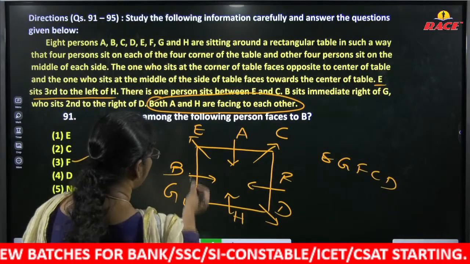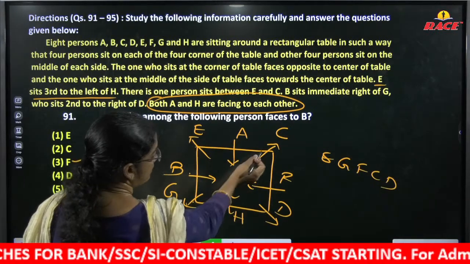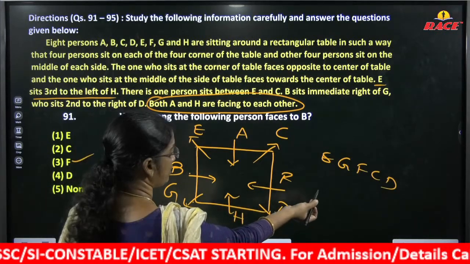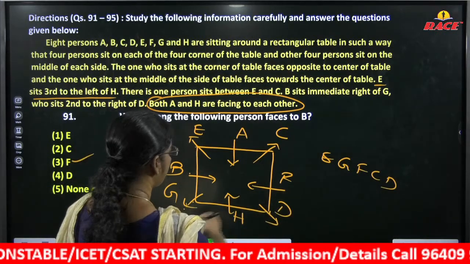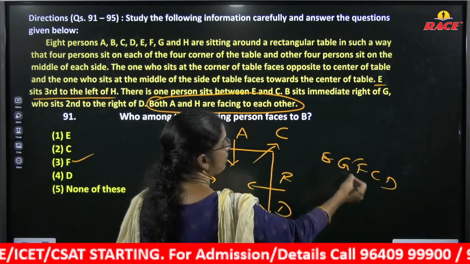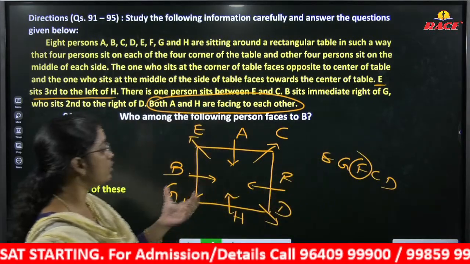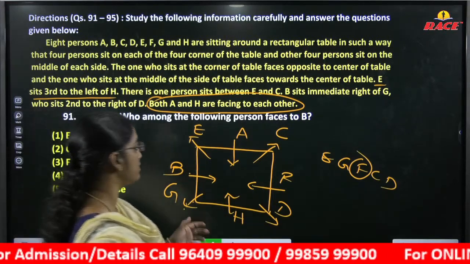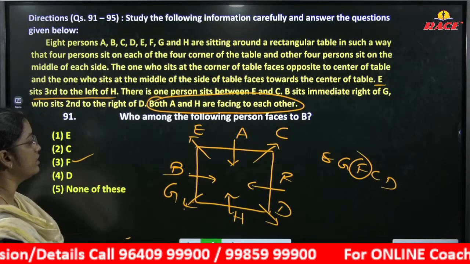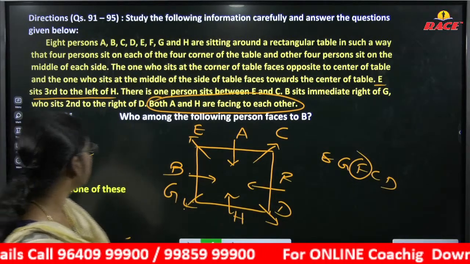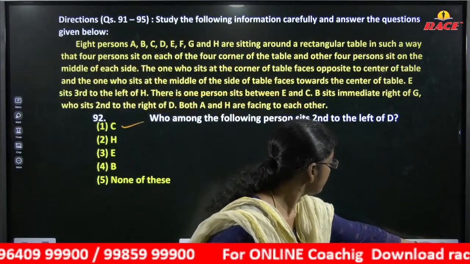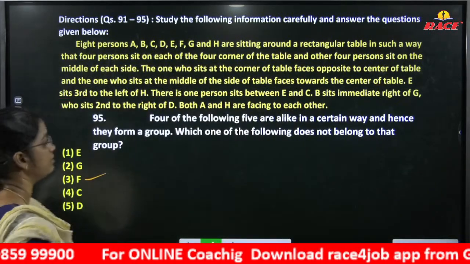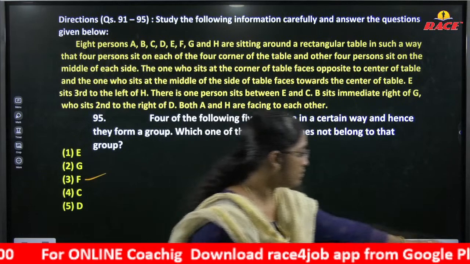So just observe here. E, G, C, D are all at corner positions, but F is the middle person. That means only F is the different person. The remaining 4 persons are at corner positions. Only F is at the middle position. So our answer is F. Okay, clear. Then coming to our next question.